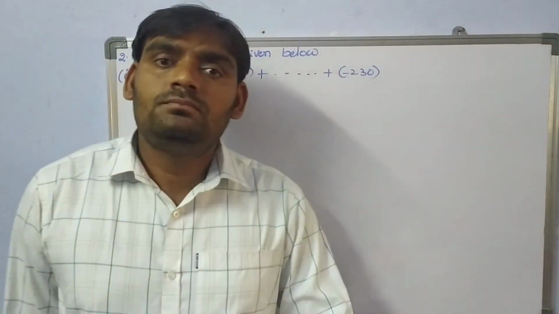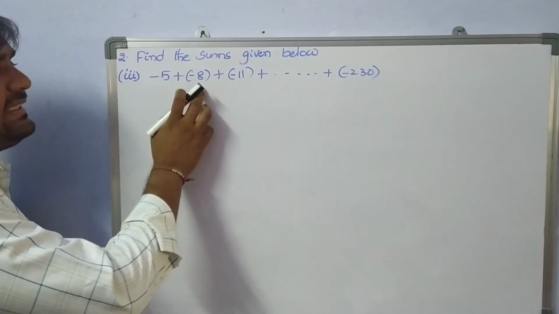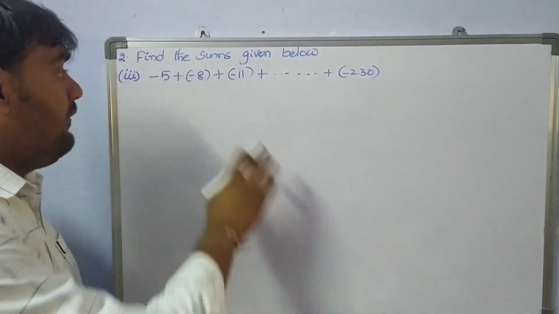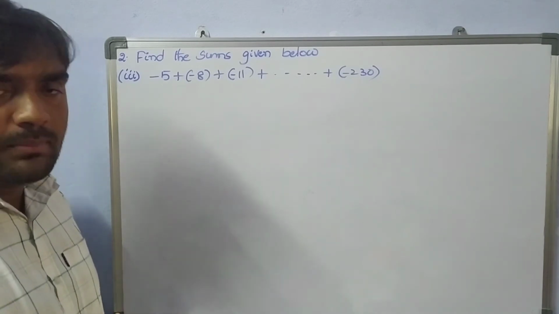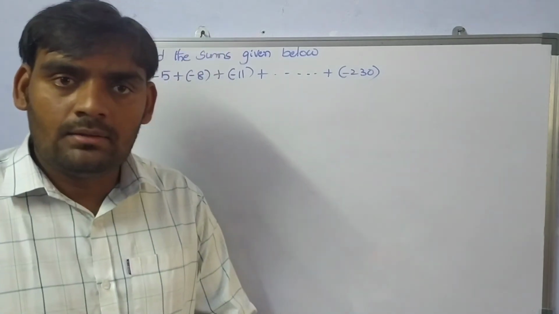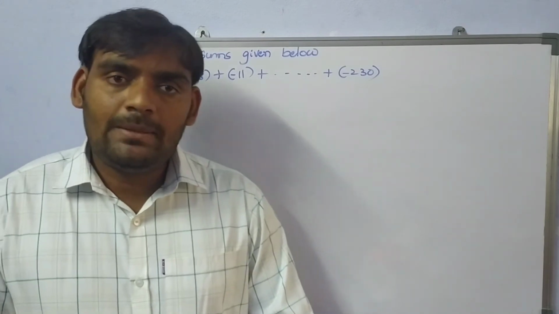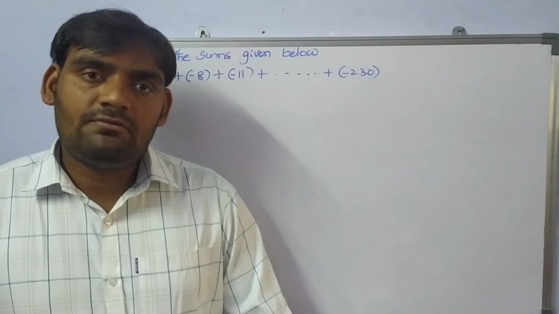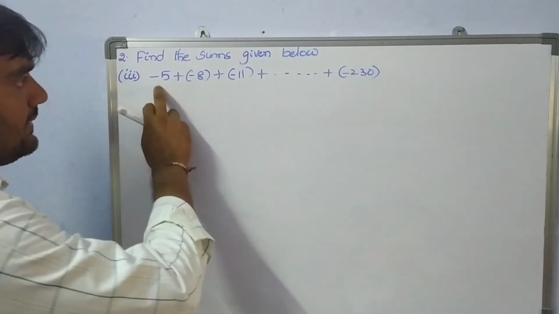In the second problem, the third one: minus 5 plus minus 8 plus minus 11 plus and so on plus minus 230. We need to add these terms. Am I correct or not? So here the same formula, Sn is equal to n by 2 into (a plus an). Here we don't know n. We have to find n by using the nth term of an arithmetic progression, that is an is equal to a plus (n minus 1) into d. By using that we can find n. After that we can find the sum of these terms.